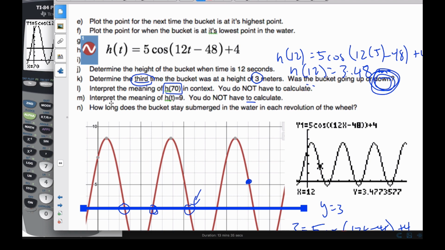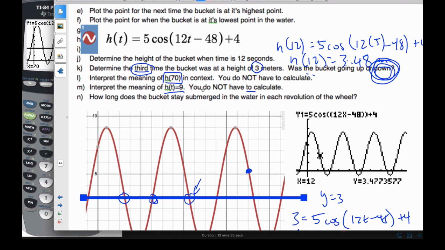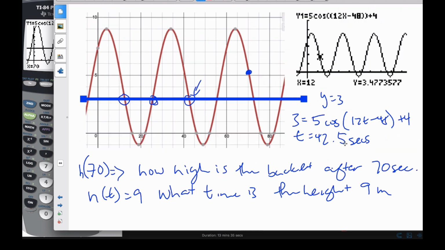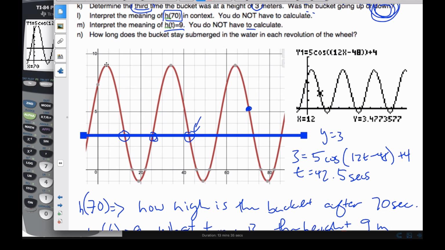And then M part says, interpret the mean of h of t at 9. Well, h at t at 9 is asking, this is saying what time, because we're looking for time, what time is the height 9 meters. And if I look at that, well, here's a 9 meter, here's a 9 meter, here's a 9 meter, and so on. And so there's lots of different answers to this value, but that's what it means.